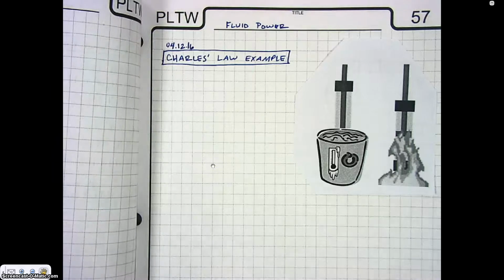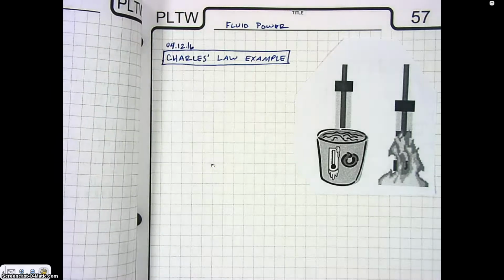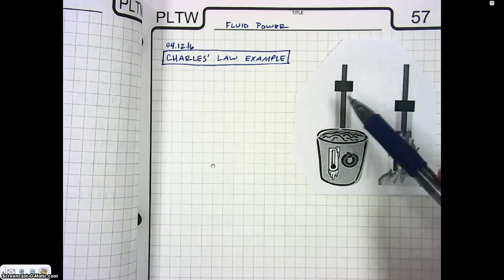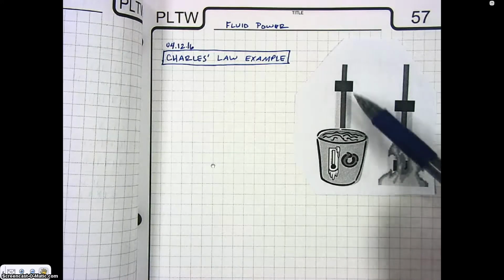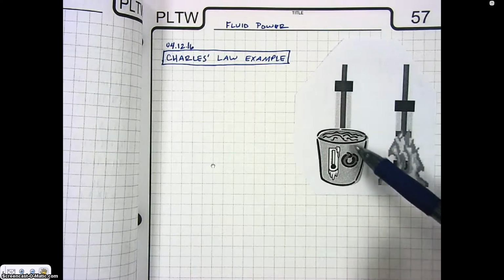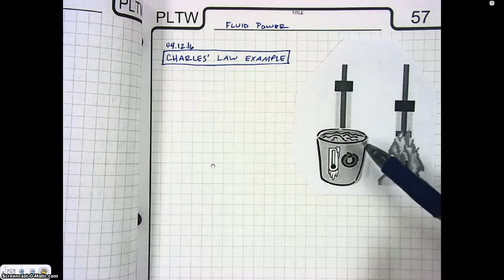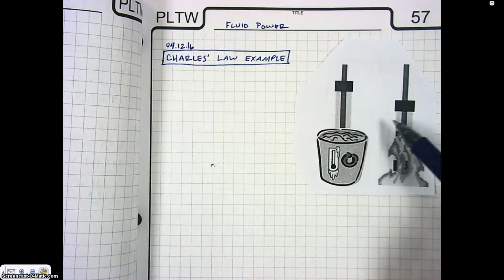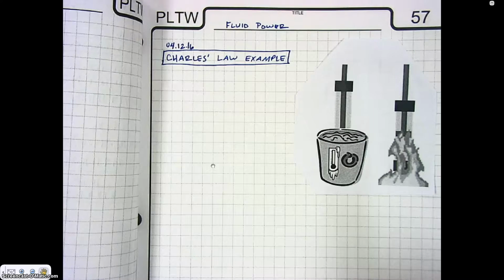Alright, now we're going to go over an example of Charles' law. What we have here is an expandable container, in this case a cylinder filled with air, and we are going to see what happens when we change the temperature of that container, and what happens to the volume of air in the container.